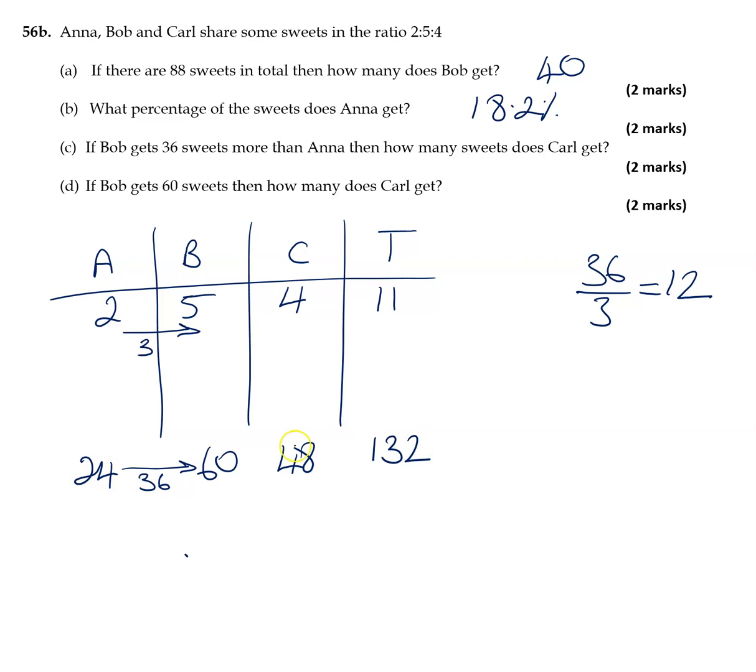So how many sweets does Carl get? Carl would get 48. Okay, and then we go back again. This is about 3 questions in one, really.